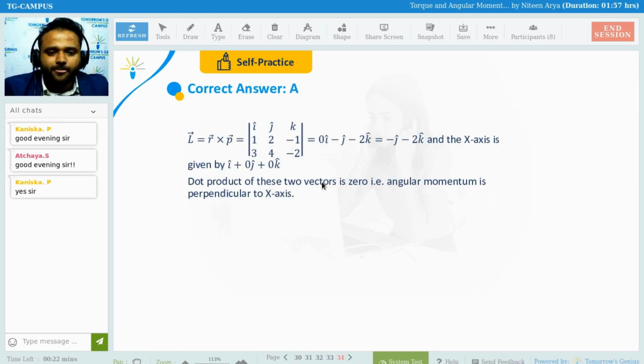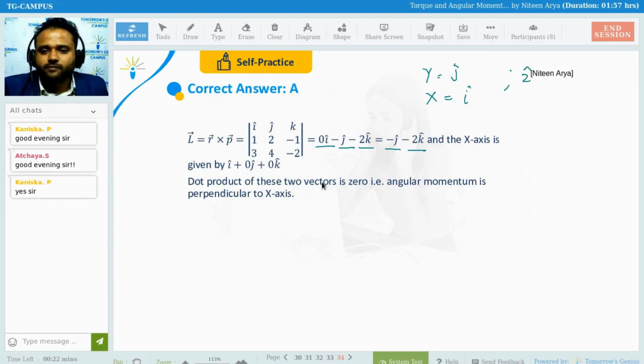L equals R cross P. L is going to be 0 i, minus j, and minus 2k. First of all, we check with the x-axis, which is i. In any particular axis, if the dot product is 0, then it is perpendicular to that axis. Because i into i, we only have 0. If I multiply the y component, we have minus 1, and with the z-axis, which is k, we have a magnitude of minus 2. So it is only perpendicular to the x-axis.